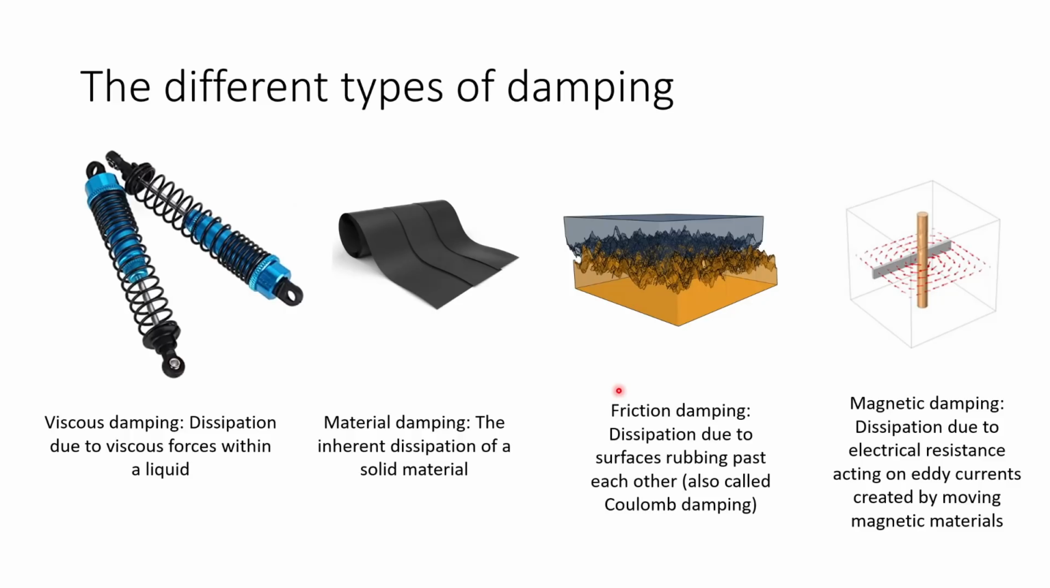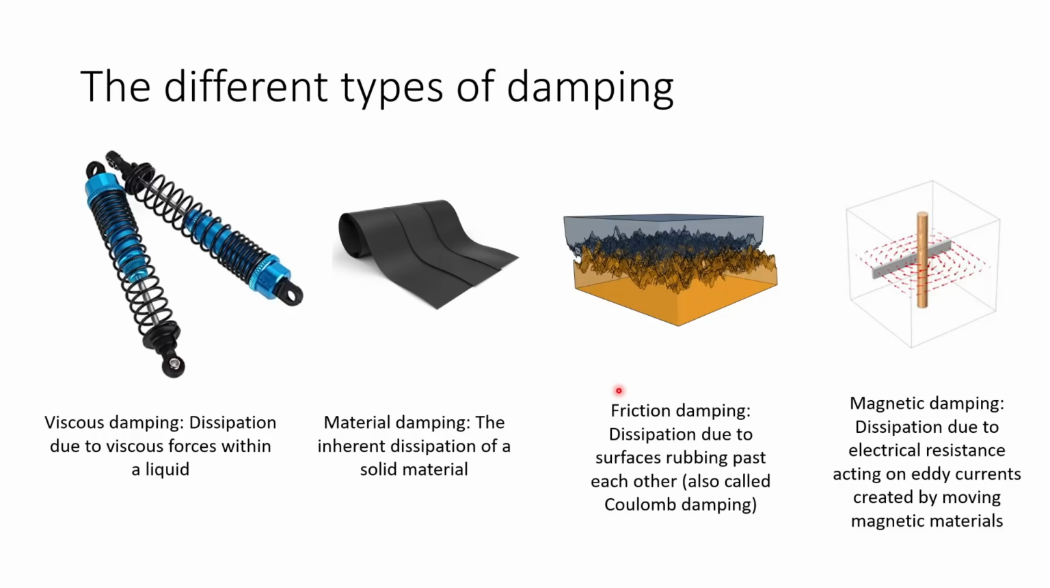Frictional damping, which is also called Coulomb damping, is vibration dissipation due to surfaces rubbing past each other. And you can see here a sort of schematic of a surface. On a microscopic scale, all surfaces are very rough, and they sort of bind against each other, and those little peaks and valleys rub against each other, and little bits of the surface break off and grind against each other, and that dissipates energy, and that creates friction heating, and that's another way in which you can dissipate vibrational energy.